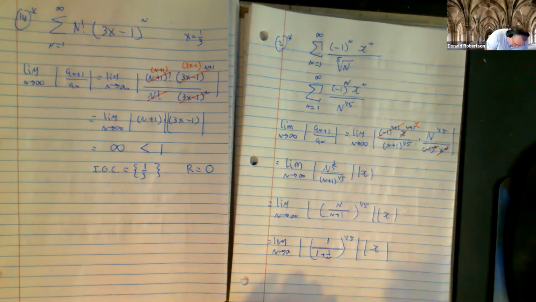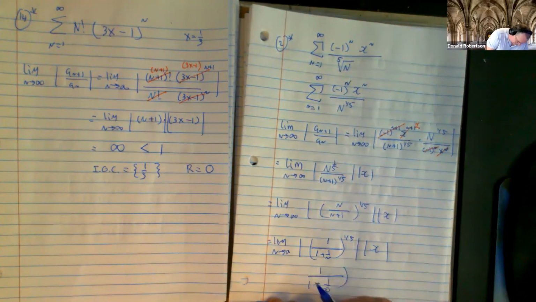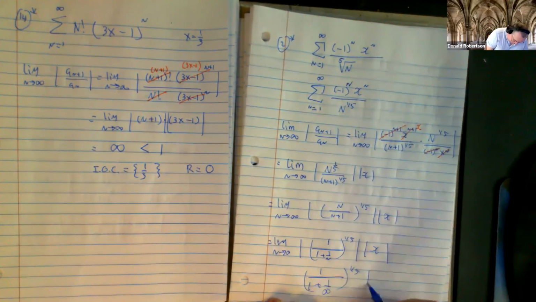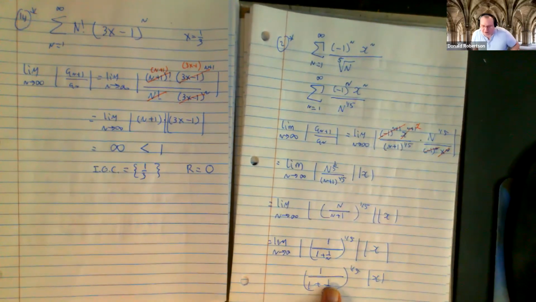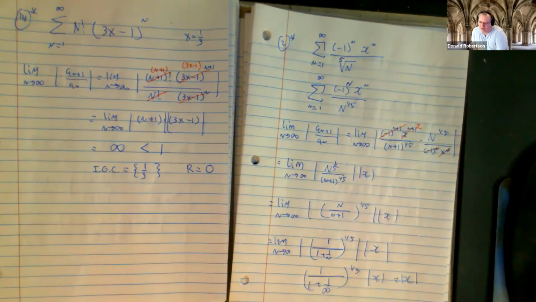Okay. So what you're going to get is 1 over 1 plus 1 over infinity, to the power of a fifth, times x. Right, isn't that 0? And 1 plus 0 is 1, and 1 over 1 is 1. And isn't 1 to the power of a fifth still 1? So the bottom line is, it's 1 times the absolute value of x.